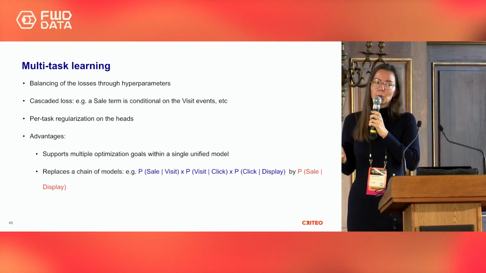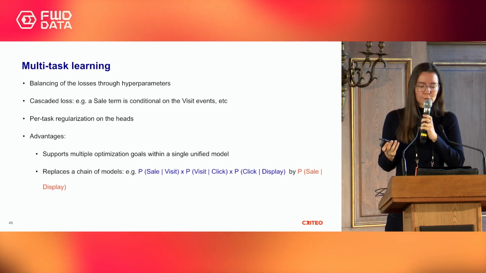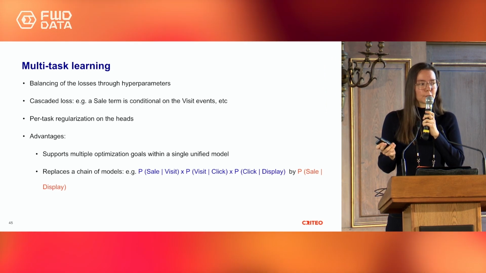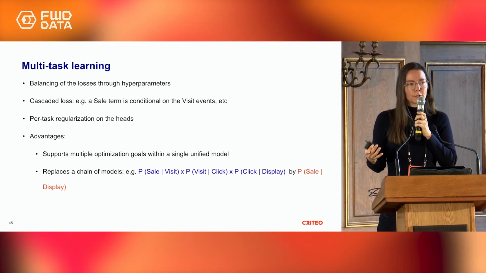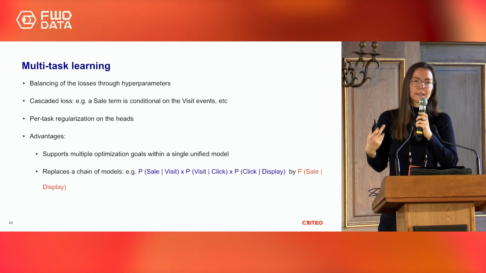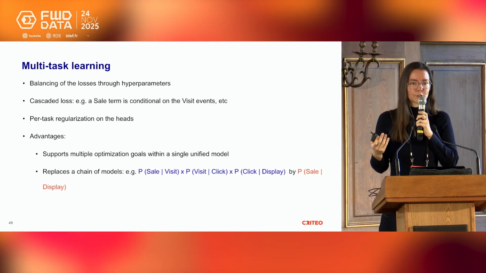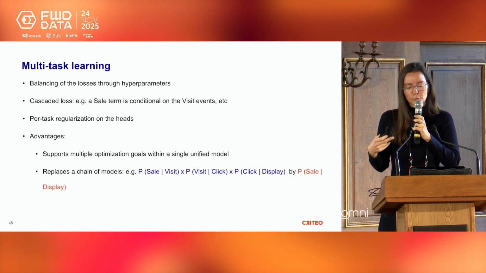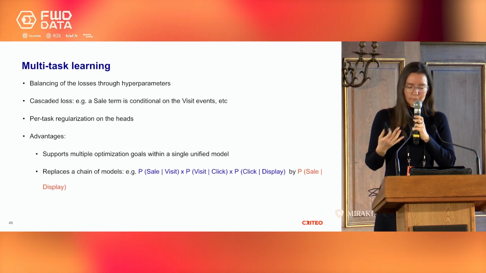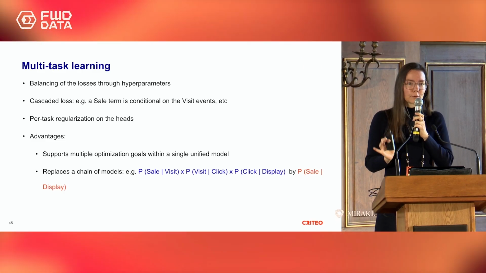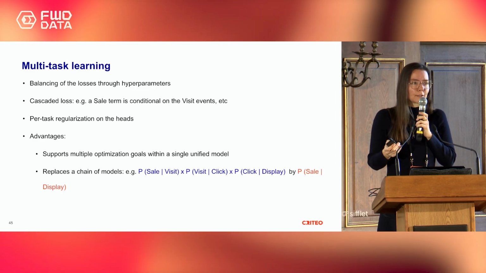Now, the advantages of MTL, there are many, but I'll just state some obvious ones. First of all, you have a single model to support instead of a bunch of them. You're also replacing a chain of models with just a single model, because previously, if your campaign goal was to predict the sale given a display, you actually had to get the inferences of all the models in between. So prediction of sale given a visit, prediction of visit given a click, click given a display. Now you just have straight away your prediction of a sale given a display. So that makes things much easier operationally.